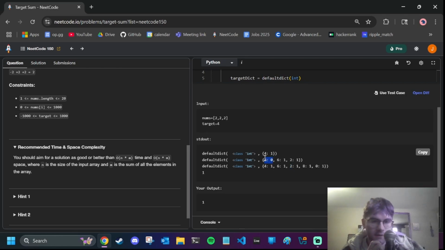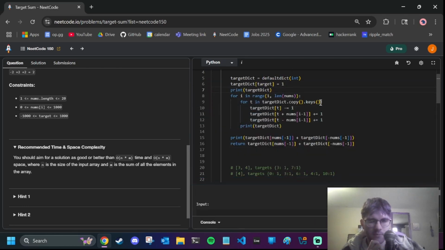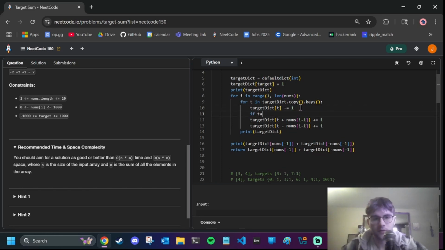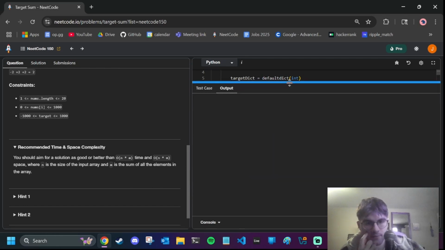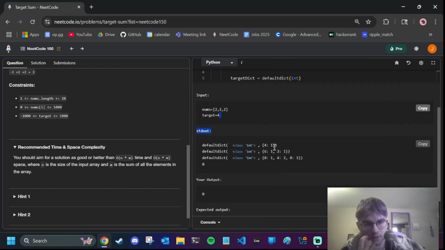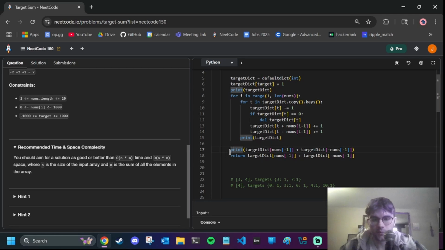Oh, is it because it's processing this? Because at this stage, 2 should not be in there, but it... Okay. So I think I should delete it. If... So that would delete it. Yeah, so that fixes that. And then how does this look? So yeah, that looks perfect. Okay, so let me get rid of the print statements. I'll try submitting it.